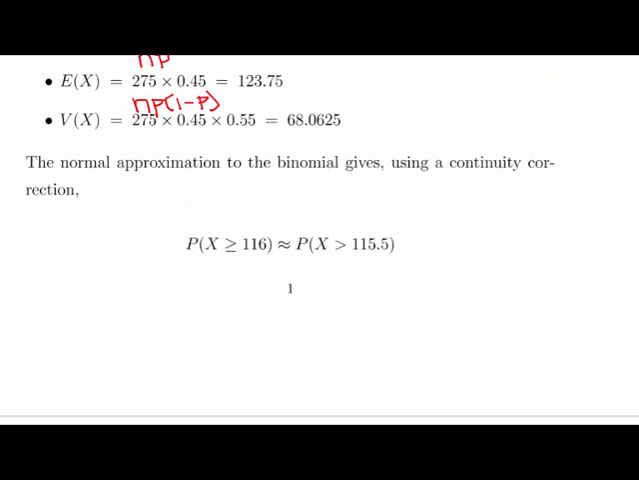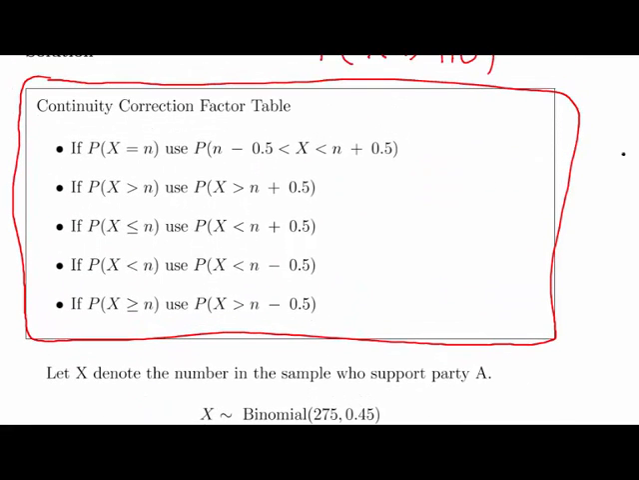Now, the normal approximation to the binomial gives, using the continuity correction. Essentially what we have to do here is use our continuity correction, the last one down here. If the discrete form is greater than or equal to n, when we transform it to the continuous, we turn it to greater than n minus 0.5.